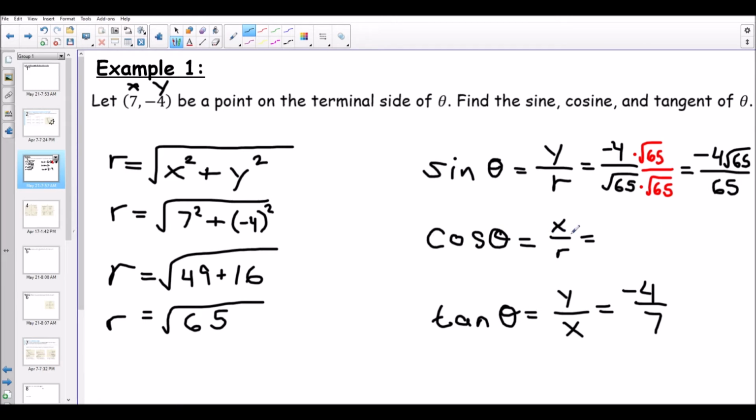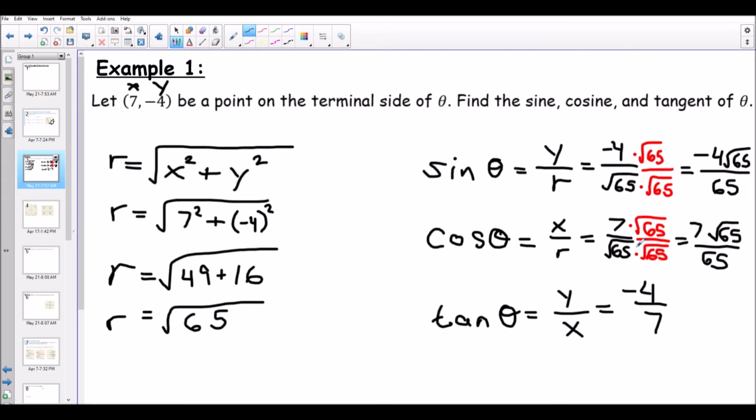So now, down to cosine to wrap up this example. We need 7 for our x value divided by the square root of 65. And yet again, you're going to have this rationalization going on here. So once you've multiplied that, you're going to have 7 times the square root of 65 over 65. And then you're finished. That is the answer to example 1.